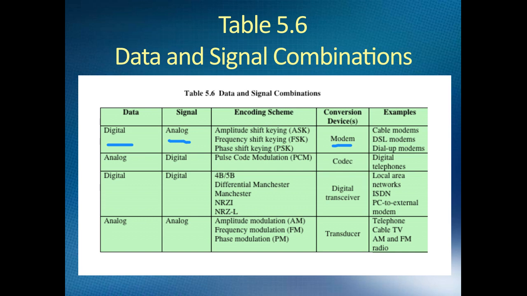Then we have digital data with a digital signal. We use Manchester, differential Manchester, NRZI, NRZ-L. The device is called a digital transceiver. This is used in local area networks, ISDN, PC to external modem. The last one is analog to analog, where we said amplitude modulation, frequency modulation, or phase modulation. Examples are television, cable TV, AM and FM radio. The device example is a transducer.